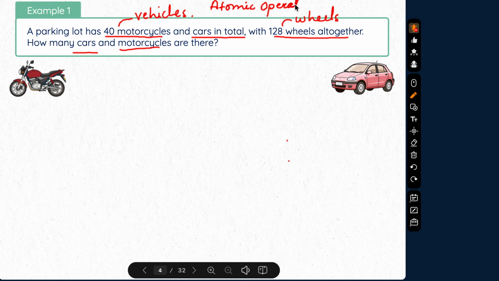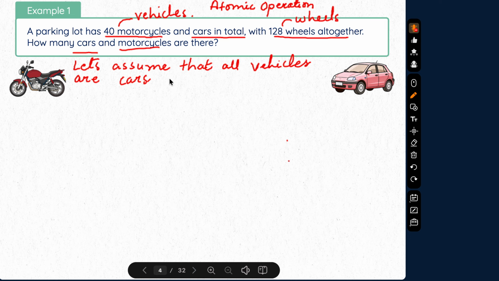Okay, and when we are dealing with atomic operation, what we actually do is make an assumption. The very first assumption we are supposed to make is that we consider every vehicle to be a car, right? Let's say every vehicle here is a car. So let's assume that all vehicles are cars. In that case, I can say that all 40 of them are cars.